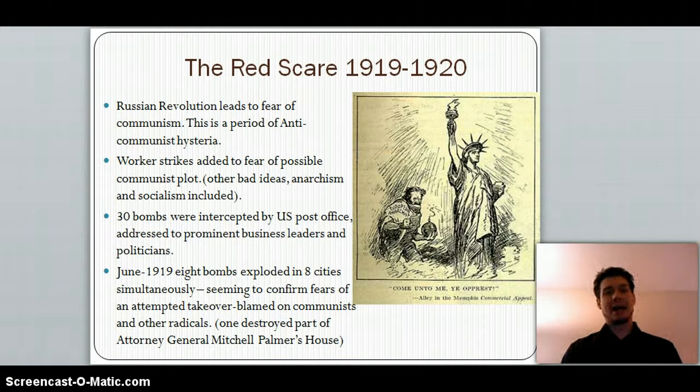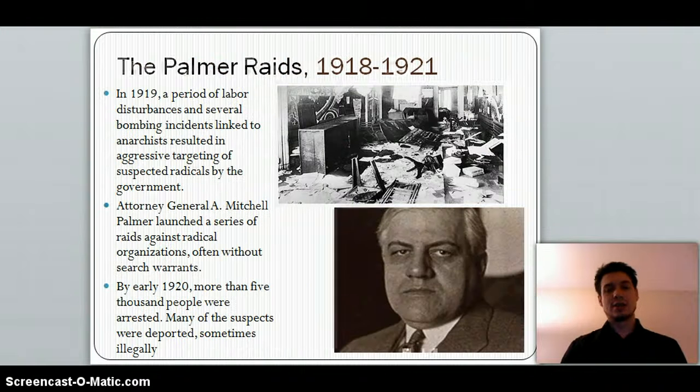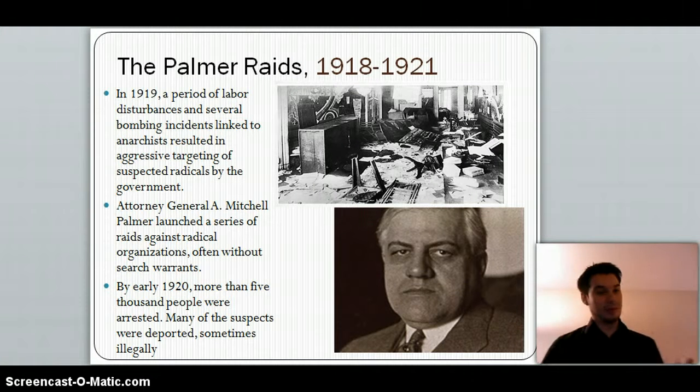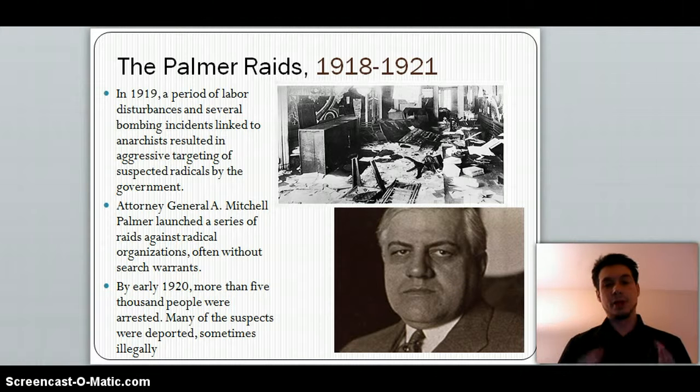And one of them happened to be at Attorney General Mitchell Palmer's house. Attorney General Mitchell Palmer actually leads a lot of these Palmer raids. Okay, very famous, and you need to know it. In 1919, you get a period of these labor disturbances and several bombing incidents. So Attorney General A. Mitchell Palmer launches a series of raids against radical organizations.